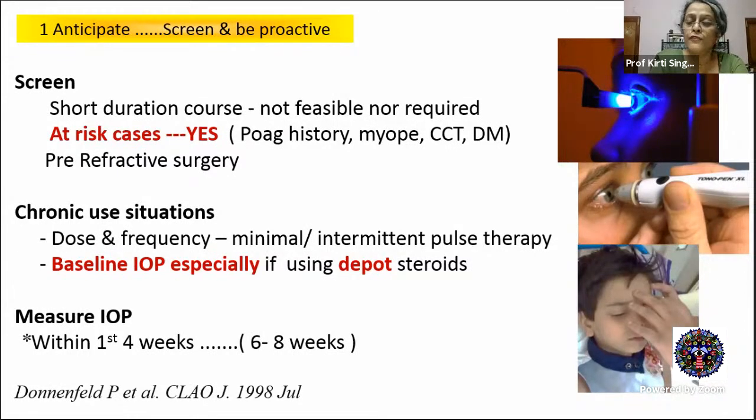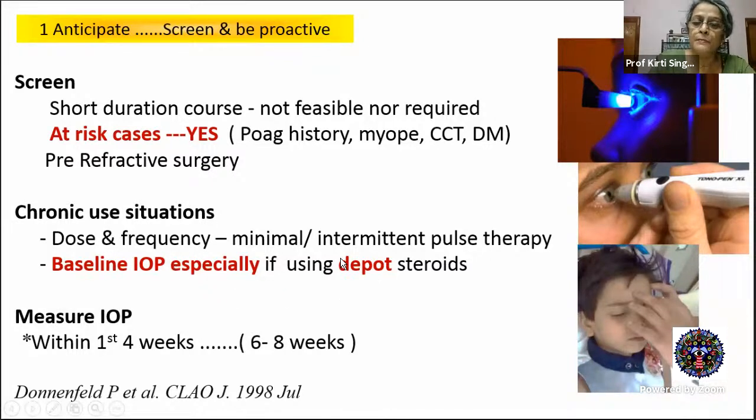You cannot afford to screen all patients. So for a short duration course of steroids, screening is neither feasible nor required. But for patients with a POAG history, for high myopes, for diabetics, these are at-risk cases. For these patients, if they are put on topical steroids, you would need to screen them more frequently. Any pre-refractive surgery, monitor, rule out glaucoma. And after surgery, every month, do check the IOP, do check the discs, and do check for glaucoma and other ways. Chronic use situations in nephrotic syndrome or in other systemic diseases, try to go for intermittent pulse therapy.